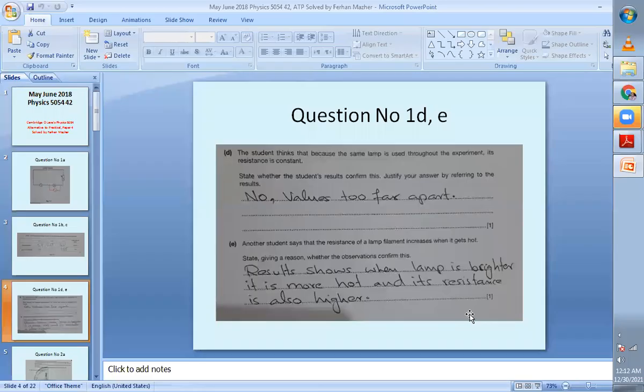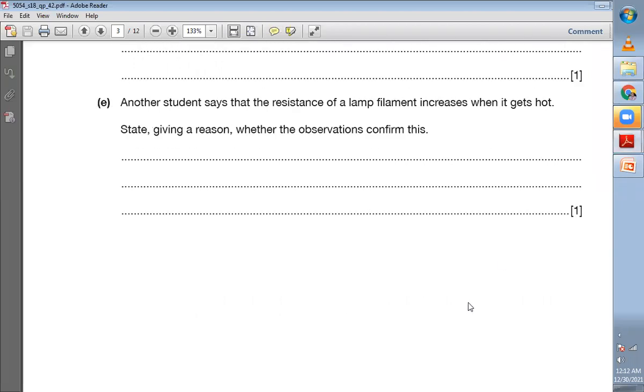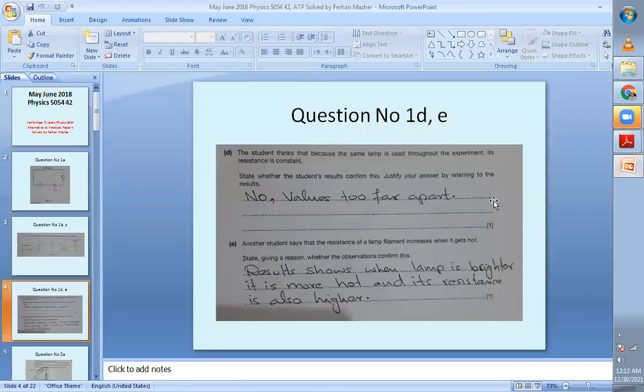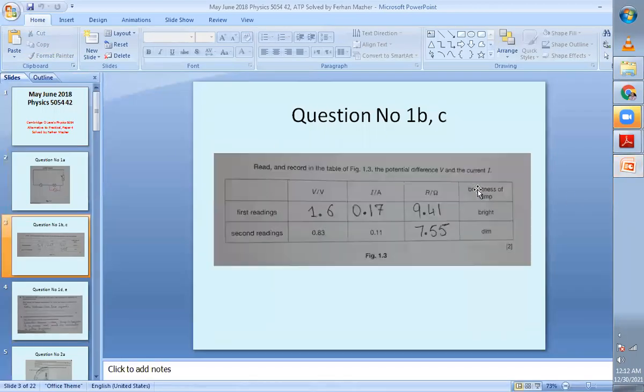Okay. Then their question is, let's have a look at that. Another student says that the resistance of a lamp filament increases when it gets hot. State, giving a reason, whether the observation confirms this. So the student says that the resistance of a lamp increases when it gets hot. Yes, that is possible. Look at our question. Okay, so we look at this table.